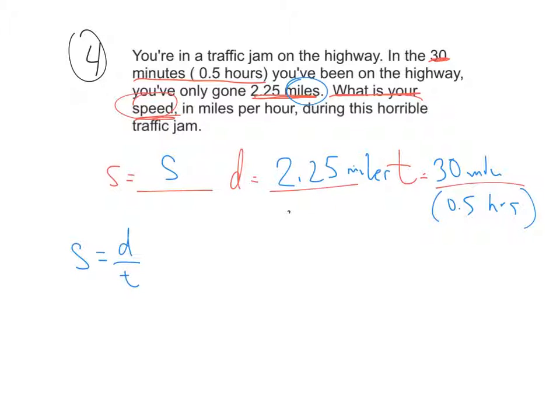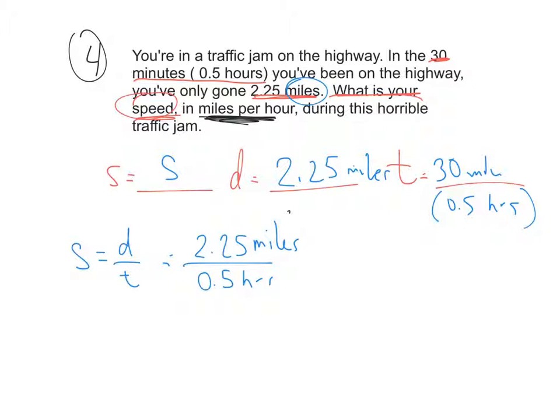Then we'll rewrite the formula, substituting in the variables that we've got. They tell us that the distance that we've traveled is 2.25 miles, and then we have to fill in the time. Now here's the key thing for this problem. They tell us that they want to know the speed in miles per hour during this horrible traffic jam. So we've got 2 units for time, we've got 30 minutes, or we've got 0.5 hours. In order to report out the units we want, we're going to pick this 0.5 hours as the time that we use.